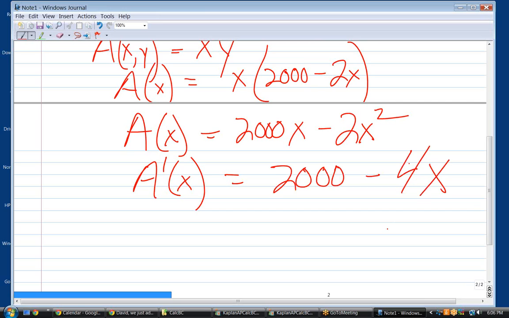And now we're going to set that equal to 0 because we know this function looks something like that. The reason we set its first derivative to 0 is because that's what the slope of the tangent line is at that vertex. That's the only place on that function where the slope of the tangent line is 0. So if we set A prime of x equal to 0, we're going to find that maximum point.